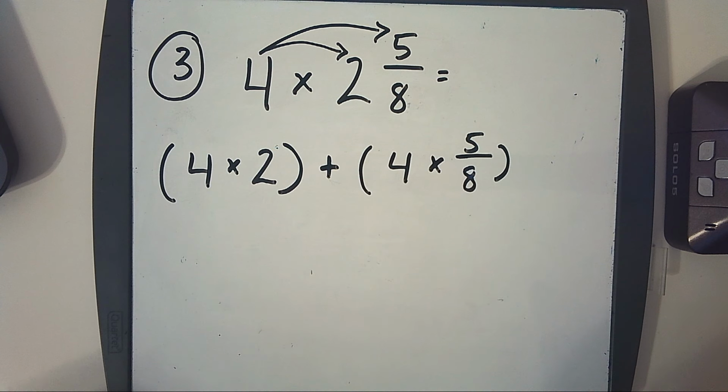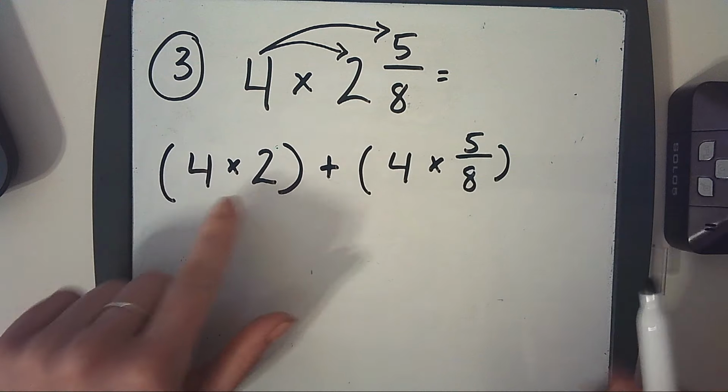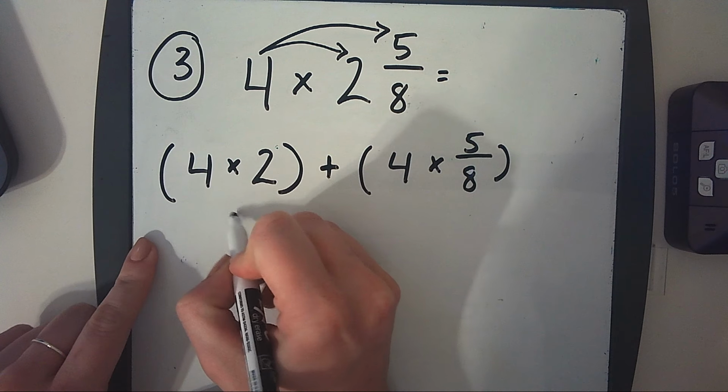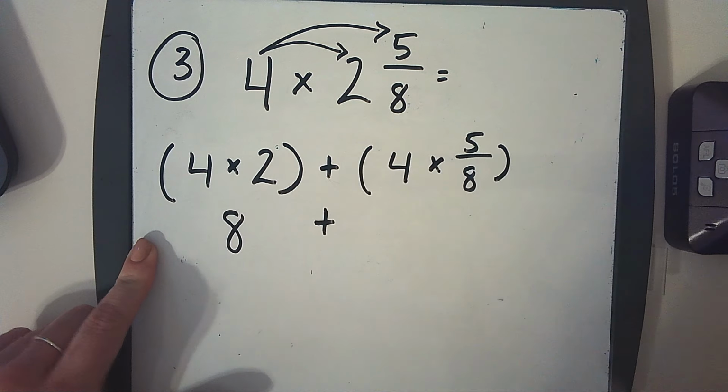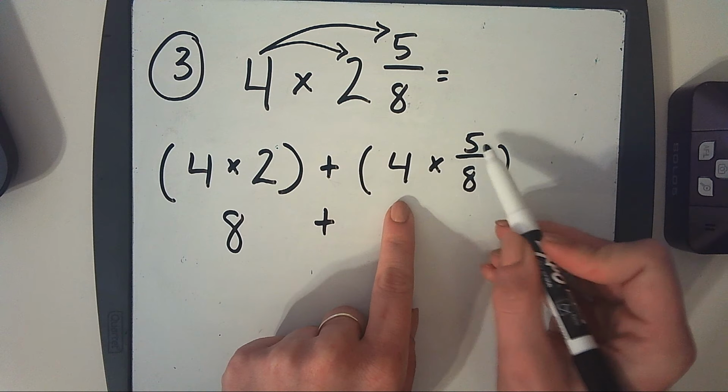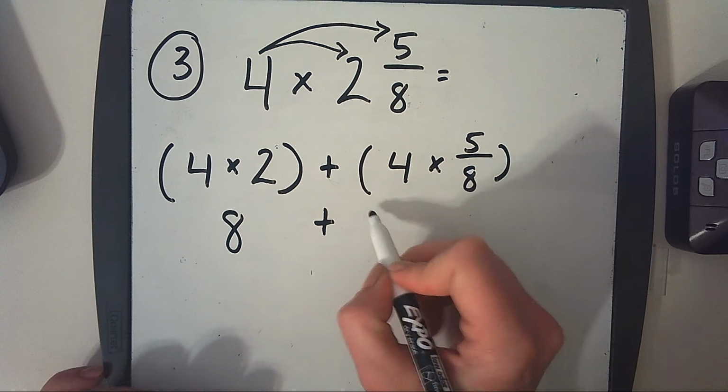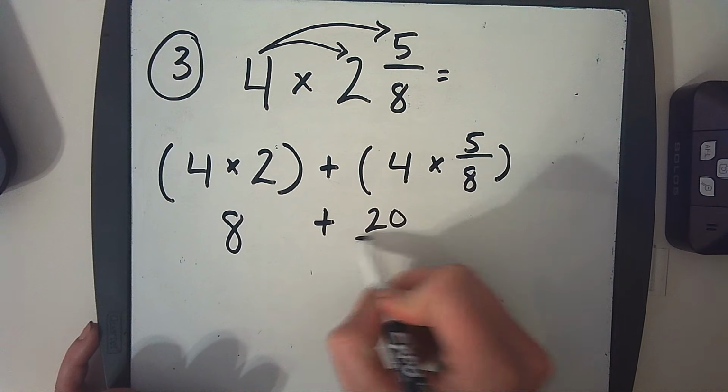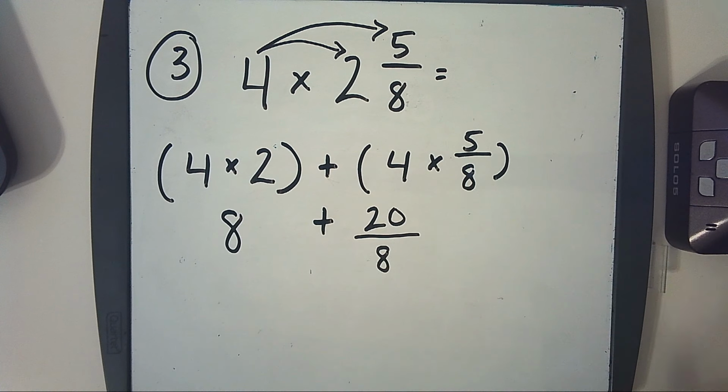Remember, if you feel like I'm going a little bit fast, you can always pause the video for a second, or there is an option on YouTube where you can slow it down slightly. It might sound like I'm talking in slow motion, but that might help you. So 4 times 2 is 8, plus 4 times 5 is 20 over 8. That is the multiplication of our fraction part.